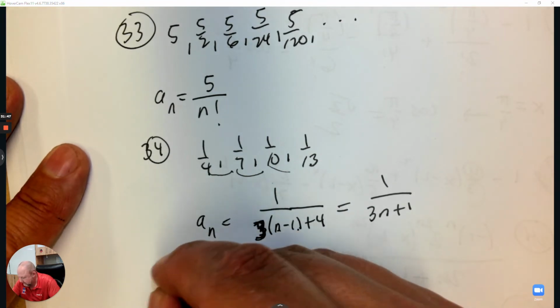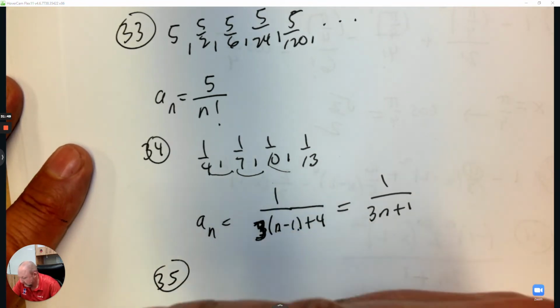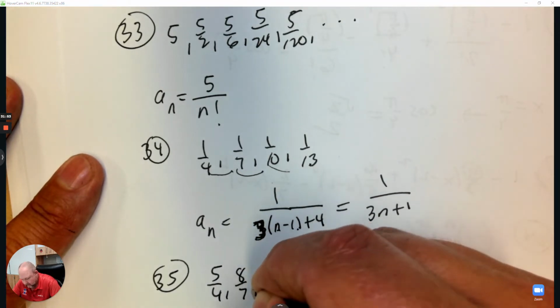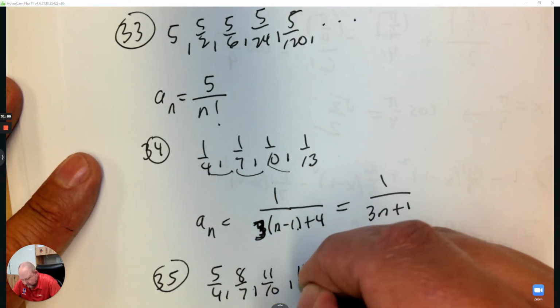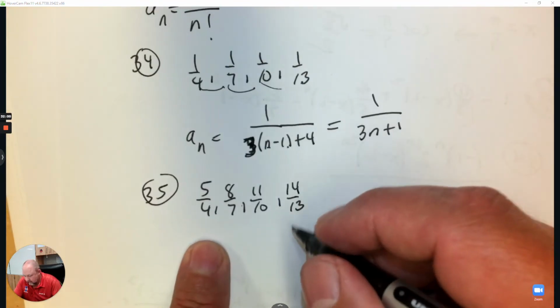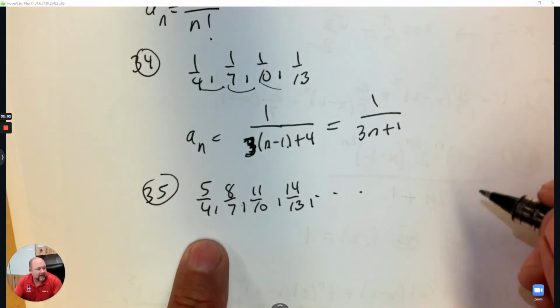35. Determine if the sequences converge or diverge. So, what's happening here in 35?